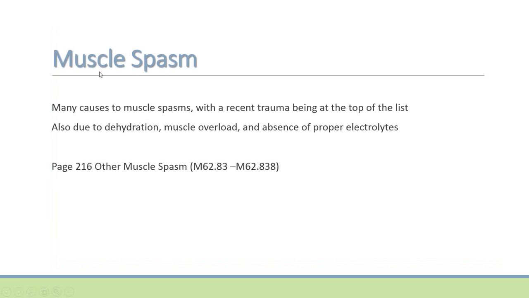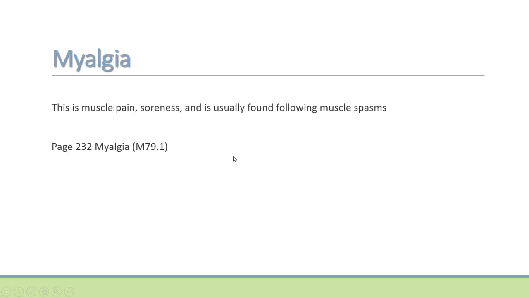Okay, so again, muscle spasm, and this is where the codes, the sections that it's going to lead you to. Myalgia is really our 729.1 ICD-9 code, and that can be hypertonic muscles, muscle pain, soreness.